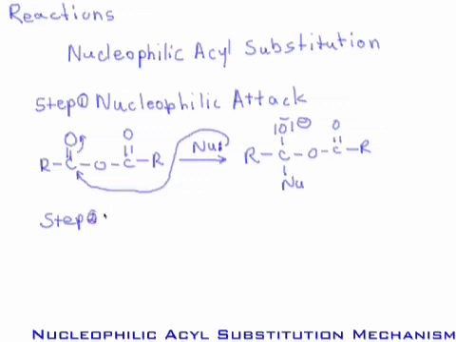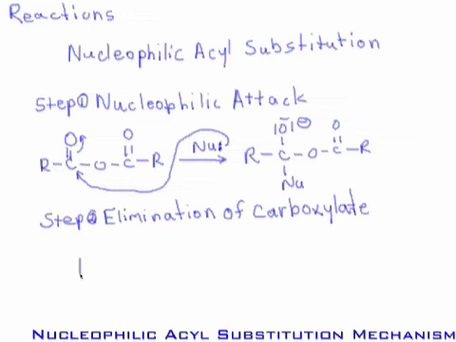And that is elimination of carboxylate. In the acid halide case, it was elimination of chloride. Carboxylate is a stronger base than chloride, and as a result is a poor leaving group. So the reaction is slightly slower. But this step in both mechanisms, loss of chloride or loss of carboxylate, is the fast step. The slow step is nucleophilic attack.